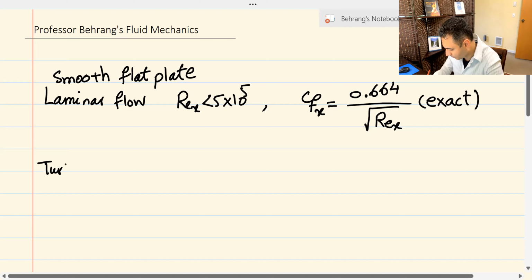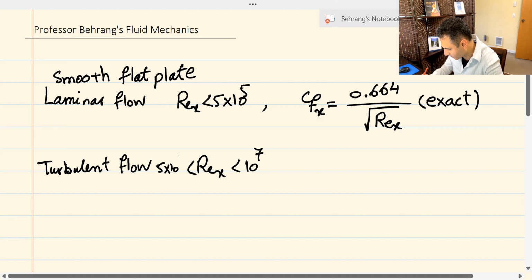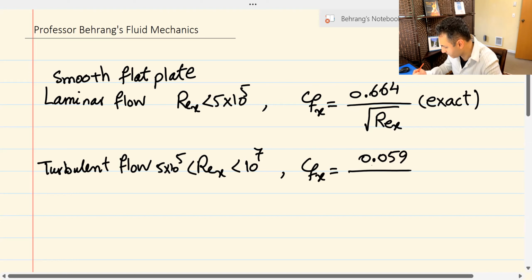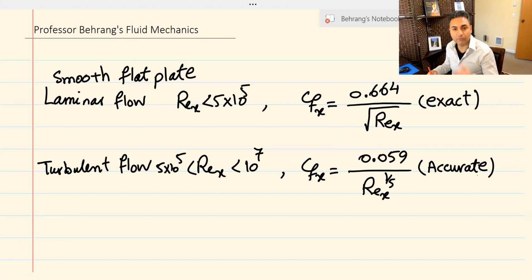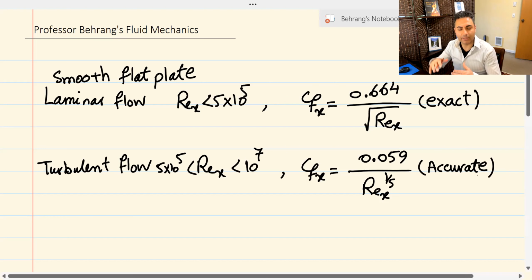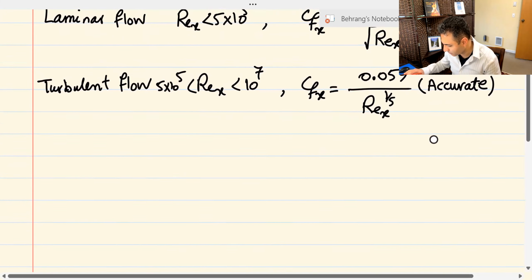For turbulent flow, this equation works in this range of Reynolds number: Cf,x is 0.059 over Reynolds x to the 1/5. This equation is an approximate equation, but accurate. But it is an approximate equation. You need to keep that in mind. This is not an exact solution because it comes from the power law velocity profile around a flat plate. So now, what does that mean? Let's take a look at that graph, that flat plate, one more time.